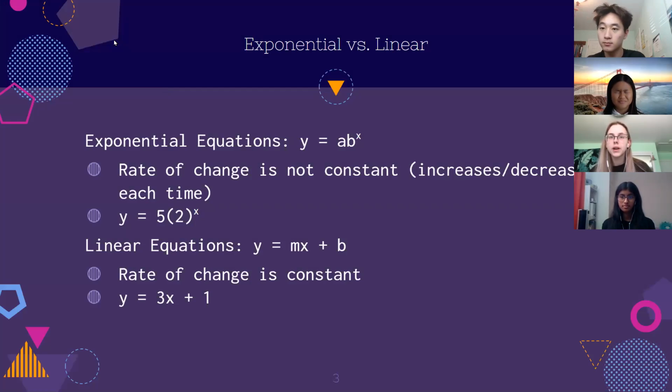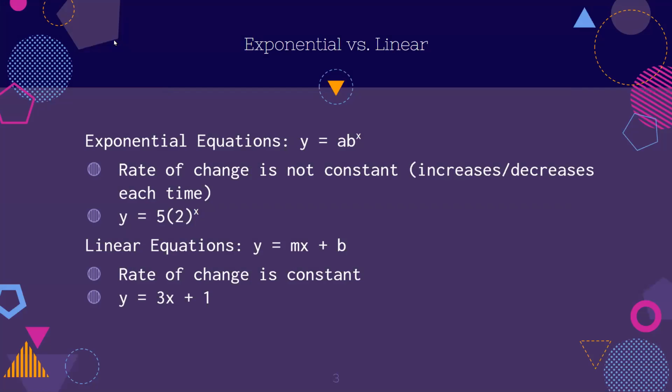So first we're going to compare exponential versus linear equations. Exponential equations follow the form y equals a b to the x, and their rate of change is not constant, so it increases or decreases by a different amount each time. An example would be y equals 5 times 2 to the x, versus linear equations, which follow the form y equals mx plus b. Their rate of change is constant, and an example would be y equals 3x plus 1.